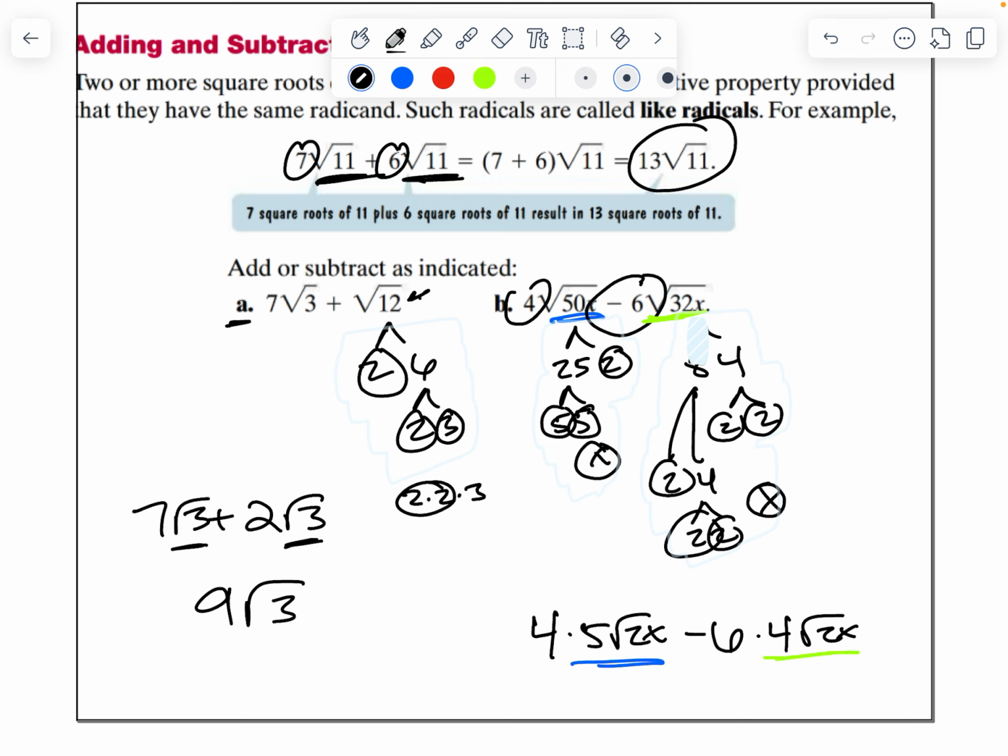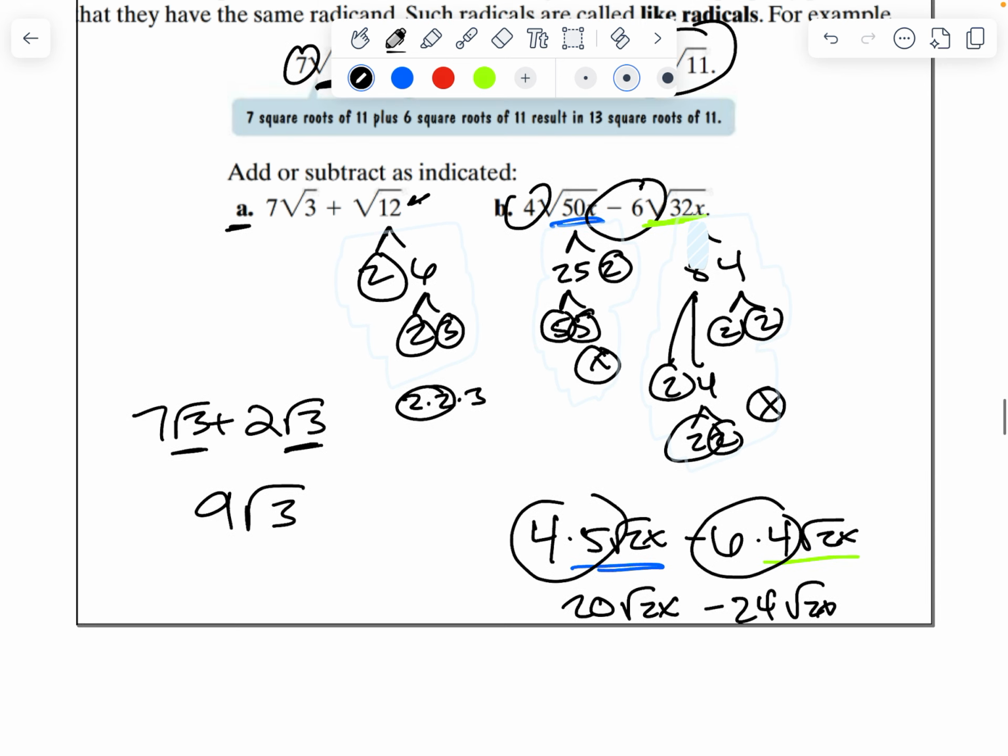Now we can multiply those, and then combine like terms. That would be 20 square root of 2x minus 24 square root of 2x. And 20 minus 24, these are like terms now. 20 minus 24 is negative 4 square root of 2x.